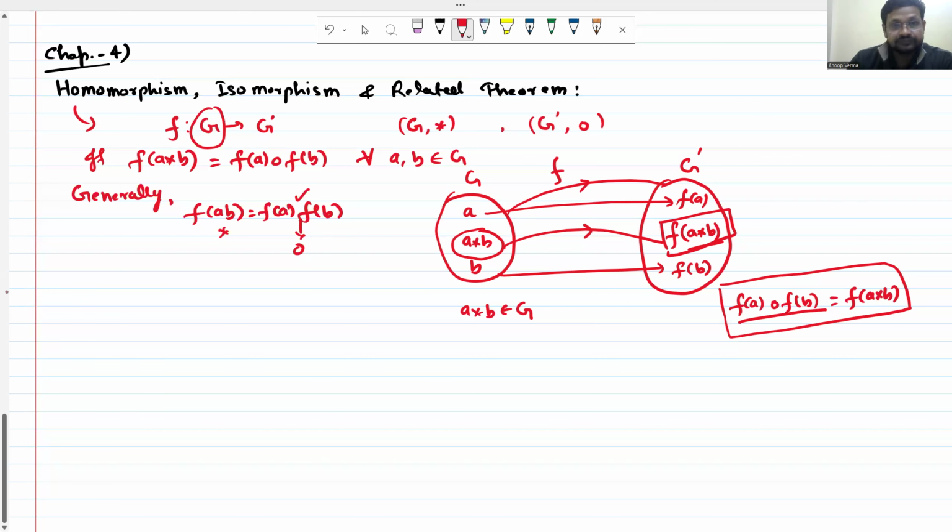Yes, clear, sir. Not clear? Yes, sir. Clear है. ओके.